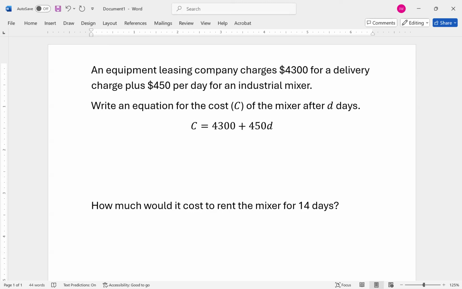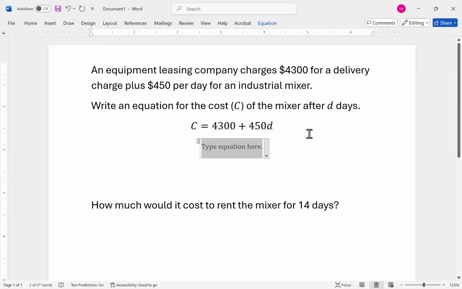That is a linear equation in 2 variables. The variables are C and d. It doesn't matter that the 4,300 came first or the 450 times d came second. You could have switched that up. And sometimes people like to write 450 times d plus 4,300 because that aligns with the slope-intercept form that we're used to.